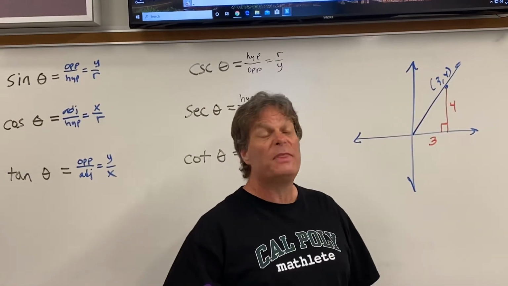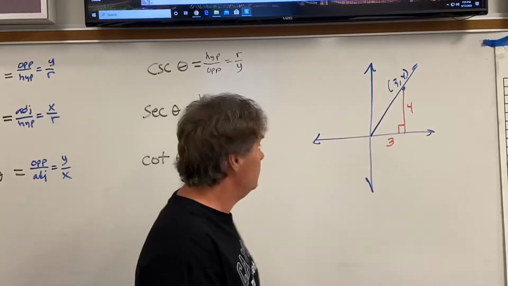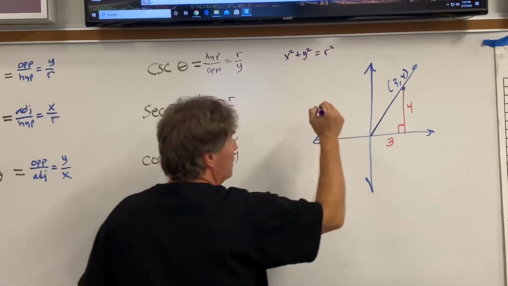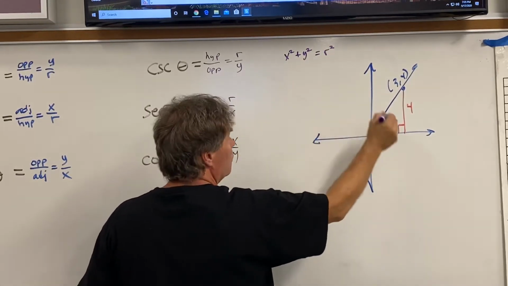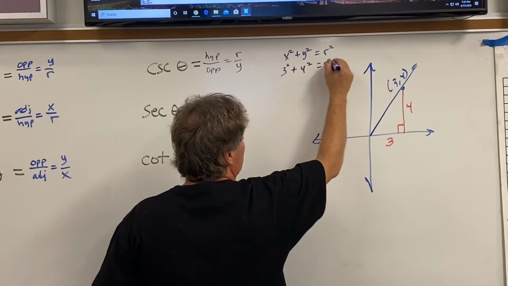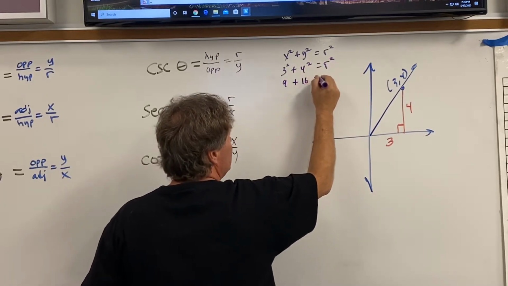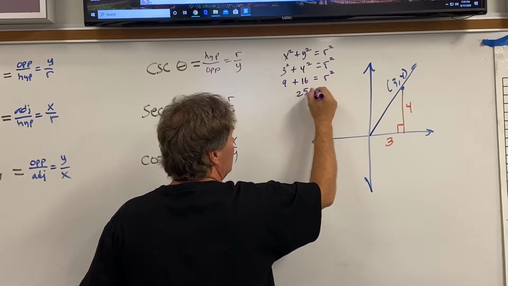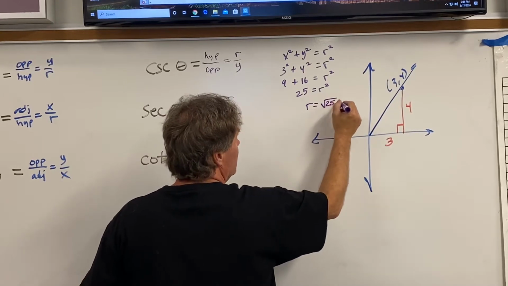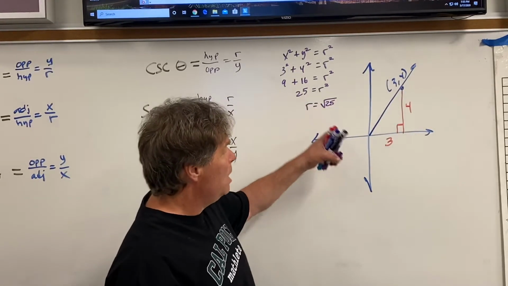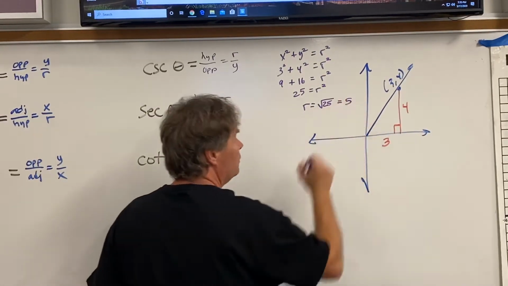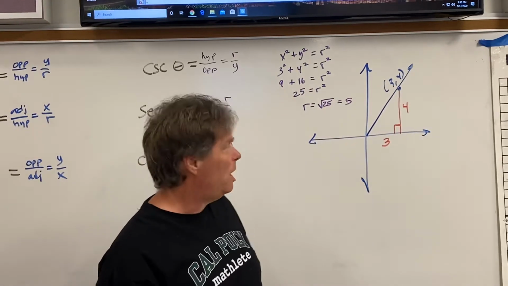To do this, we use the Pythagorean theorem. Leg squared plus leg squared is hypotenuse squared. Or they put it sometimes as x squared plus y squared equals r squared. That's it. Remember, this is r. So we're going to go x squared, 3 squared, plus 4 squared equals r squared. That's 9 plus 16 is r squared. 25 is r squared. So r is square root 25. You could say plus or minus square root 25, but the r is always positive, so you only have to take the positive square root.